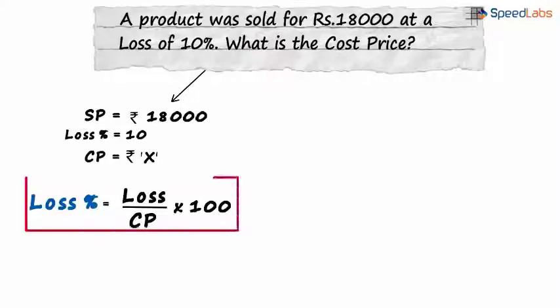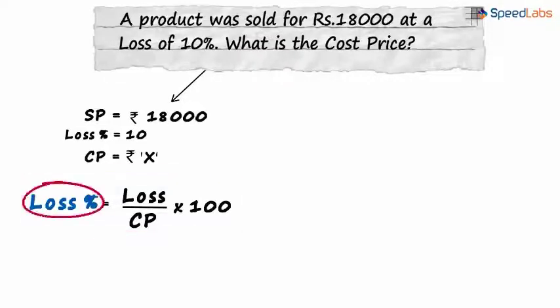Let's analyze this formula for a moment. We have the loss percentage given to us. We are not given the loss. And we need to find the CP. So out of the three things in this formula, we have just one that is known to us. For us to find the CP using this formula, there can be only one unknown. So let's modify this formula a bit.